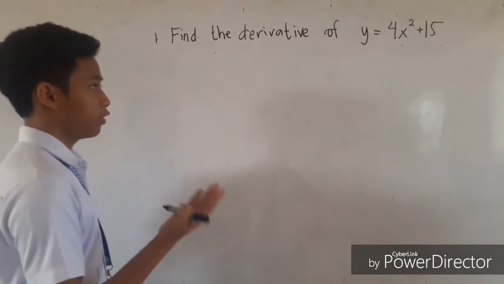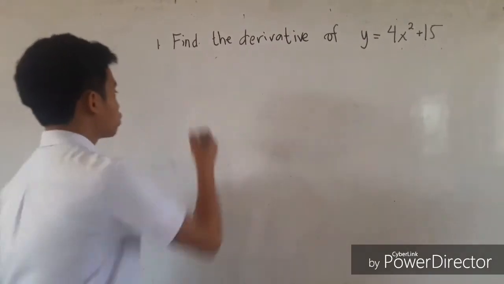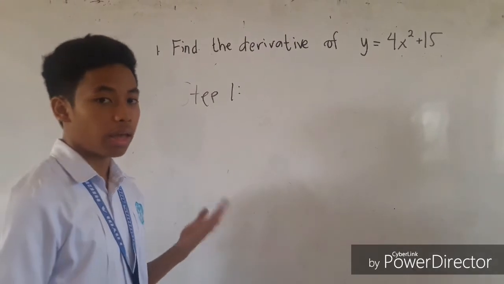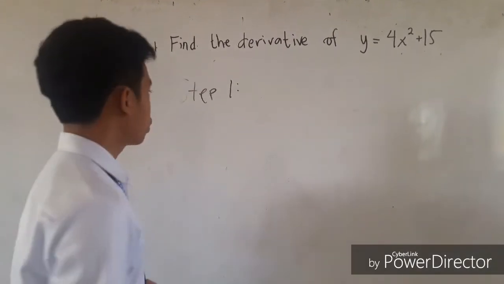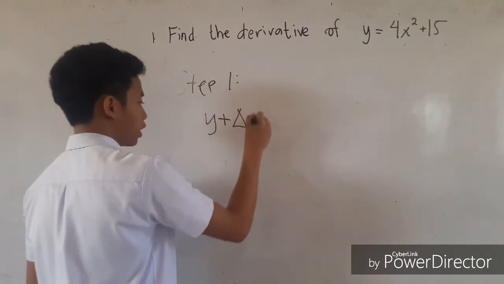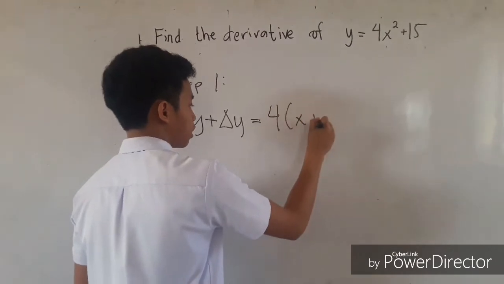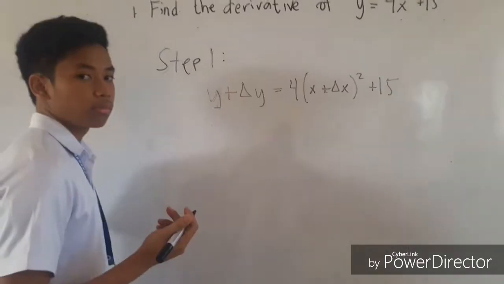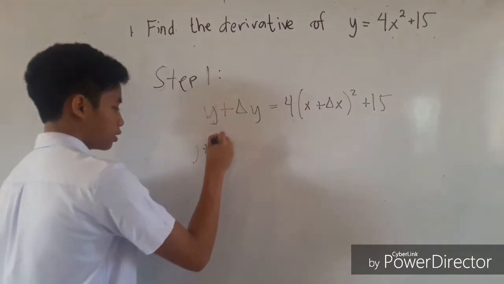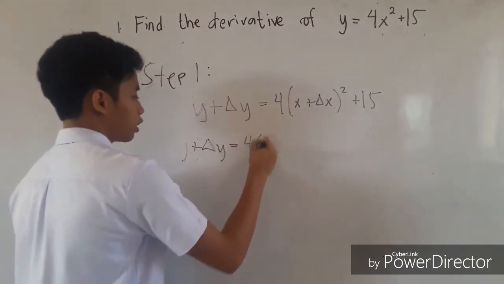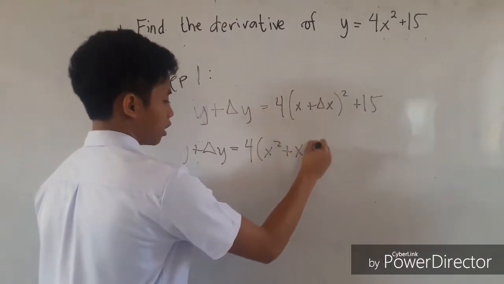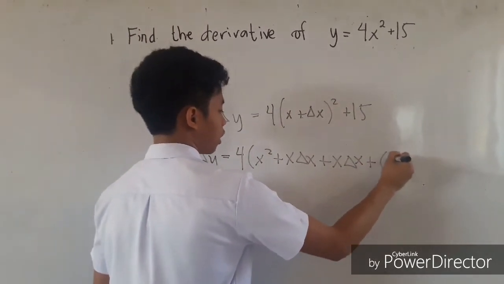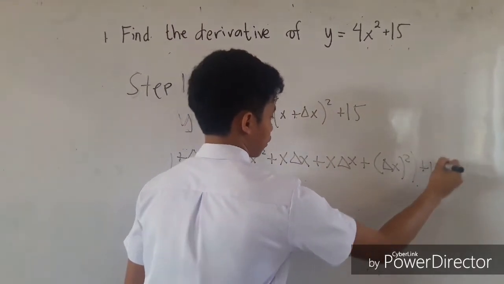For example, find the derivative of y is equal to 4x squared plus 15. So in step 1, in the given equation, we change x with x plus delta x and y with y plus delta y. So, y plus delta y is equal to 4(x plus delta x) squared plus 15. Then we simplify.